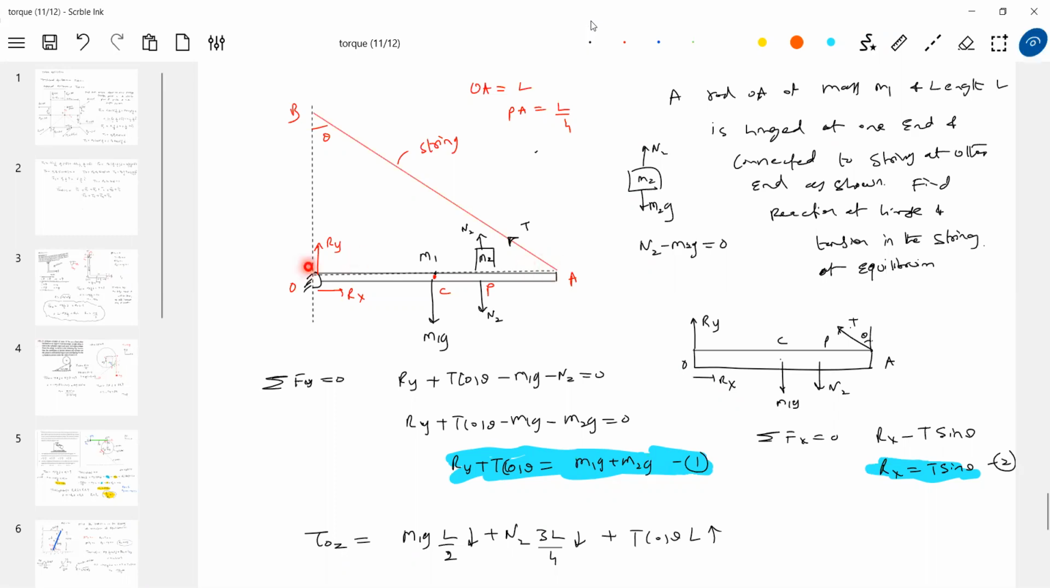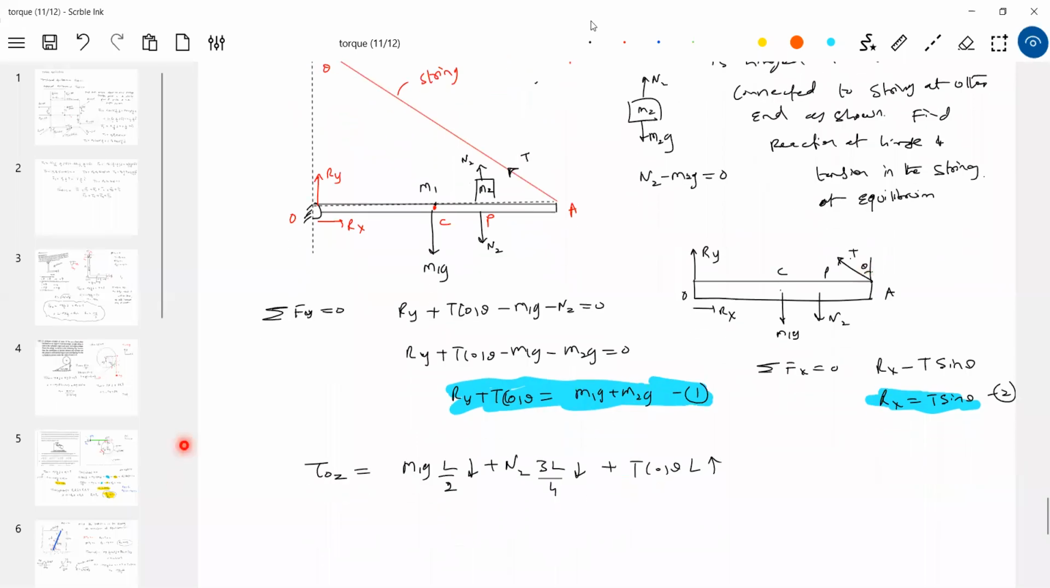You can do one thing. Or I'll find the angle between T and L. That will be lengthy, no? T sine theta will intersect the axis of rotation, and T cos theta will set up a torque. So now what is N2? N2 we know is equal to M2G. This is equal to M1G L by 2, negative. N2 is M2G 3L by 4, this is also negative, plus T L cos theta. L will get eliminated. So we'll get tension T in terms of M1, M2.